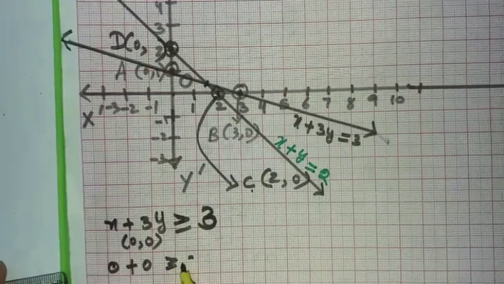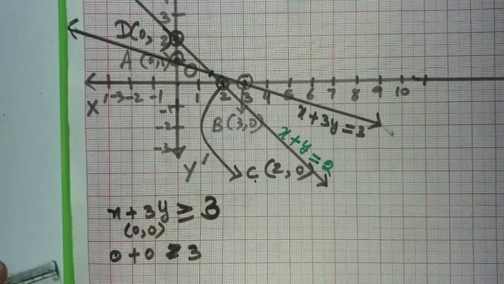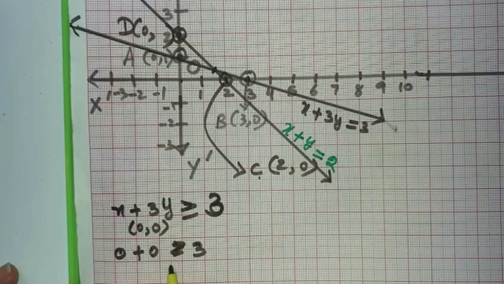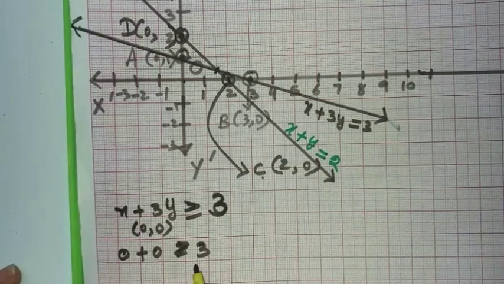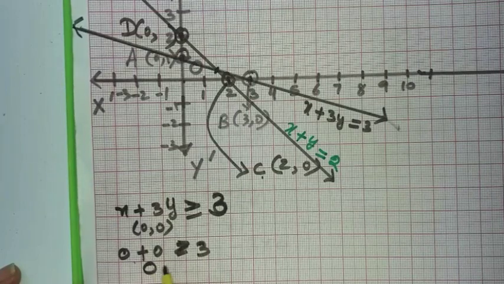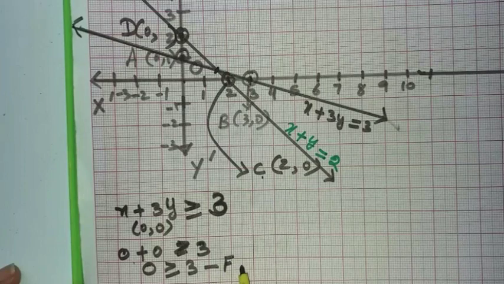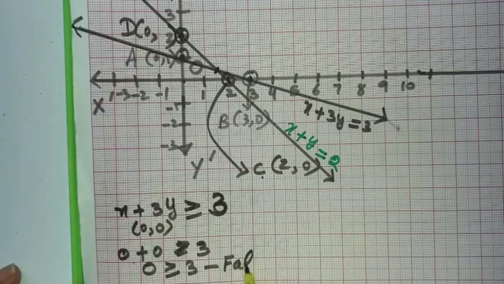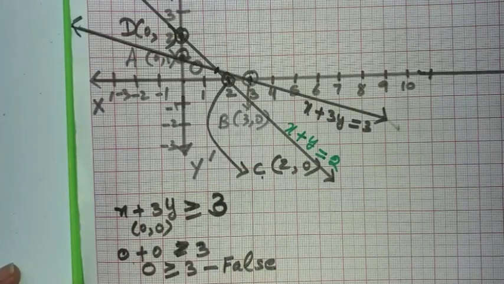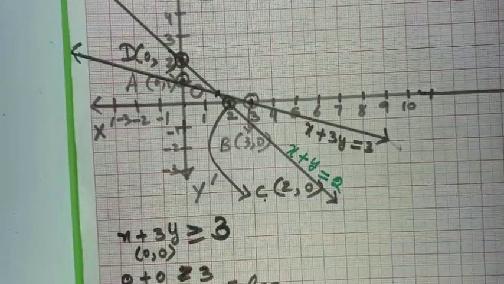So I get 0 plus 0 greater than or equal to 3. I have to check whether what I have written is true mathematically or not. I can see 0 plus 0 means 0, and 0 greater than or equal to 3 is not a mathematically true statement. This is a mathematically false statement. So what is the implication of this statement being false?